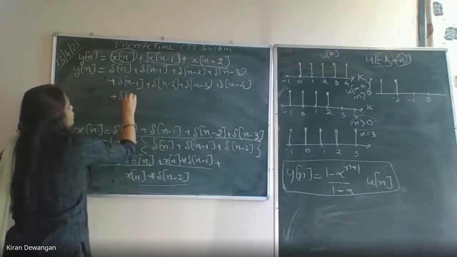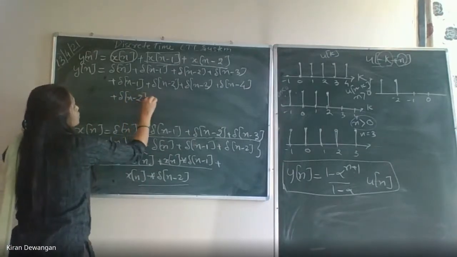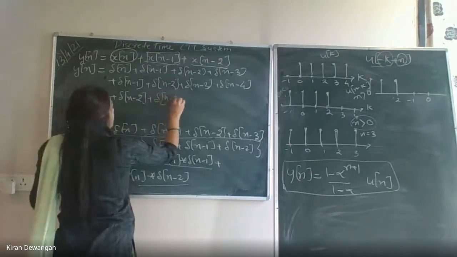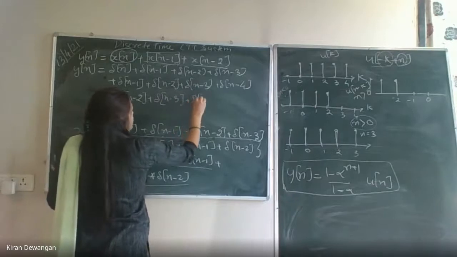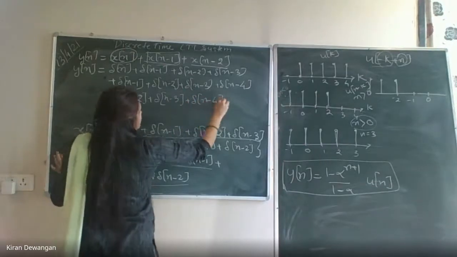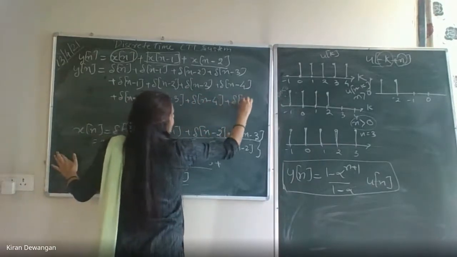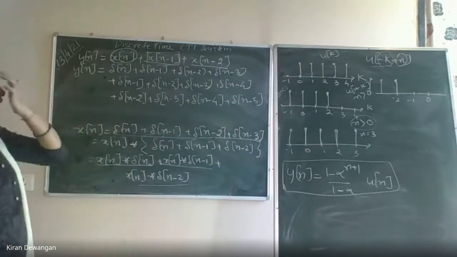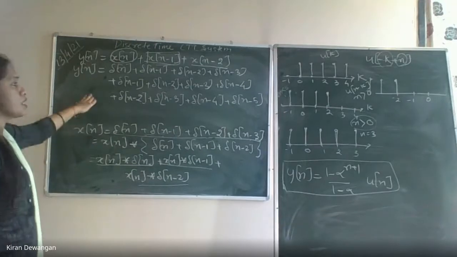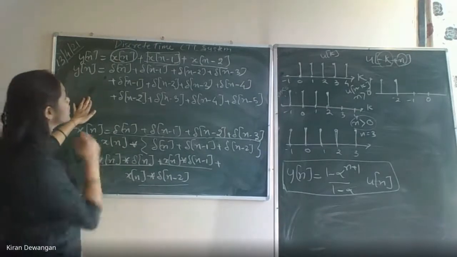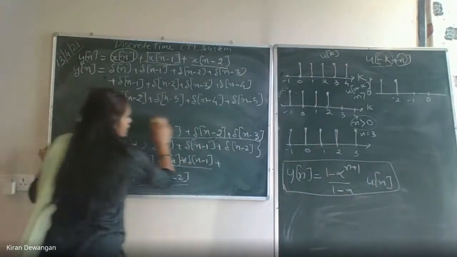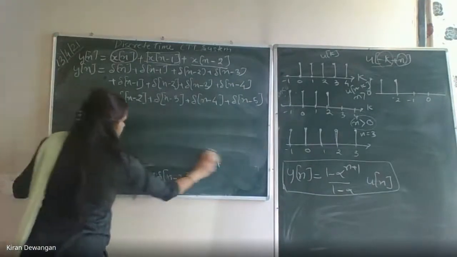This becomes del of n minus 2 plus del of n minus 3 plus del of n minus 4 plus del of n minus 5. Now I need to add the things because few of the terms are in repetition. कुछ repeat हो रहा है तो वो मुझे add करना है. Now let's see what is the final answer.